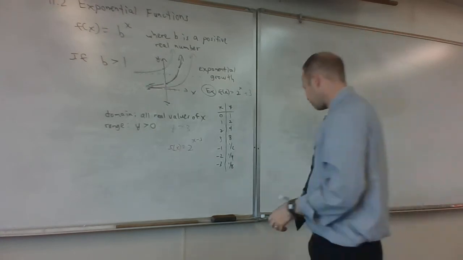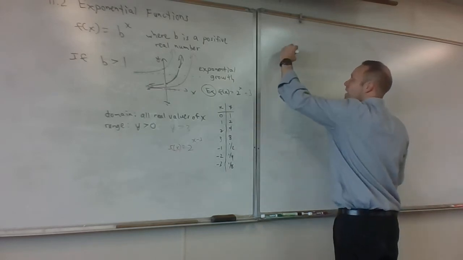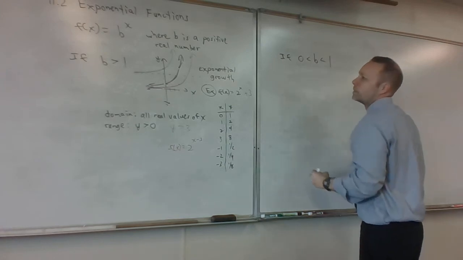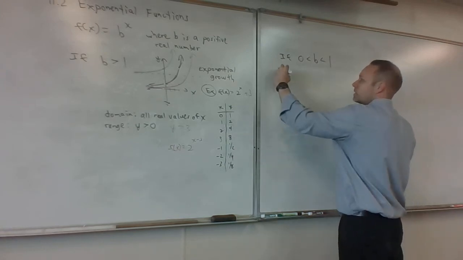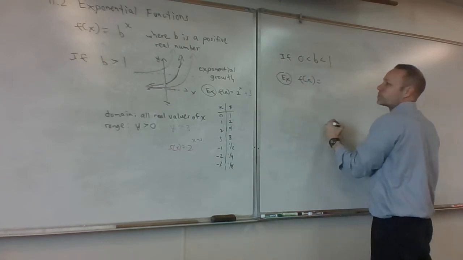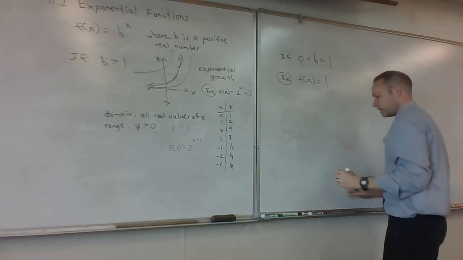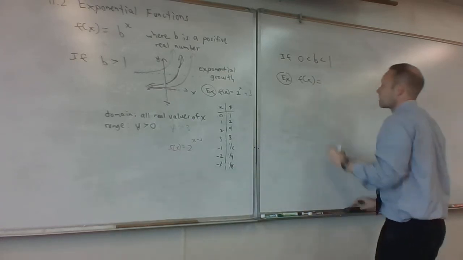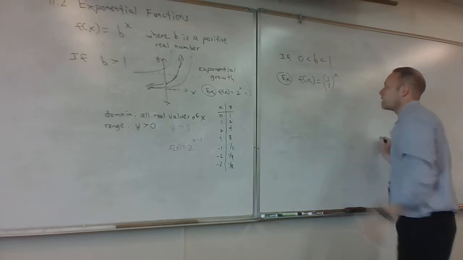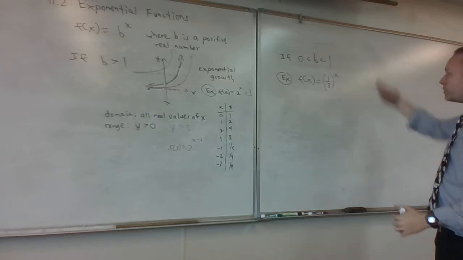So that's growth. Okay. What would give us decay? Well, that would be if 0 is less than b is less than 1. That would be something like f of x equals 1/3 to the x. I do want parentheses there, because it makes it clear it's not 1 to the x over 3, it's 1/3 to the x.